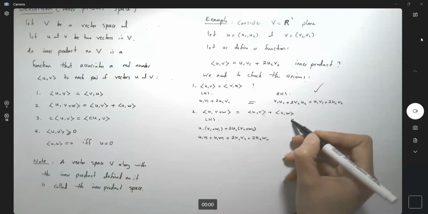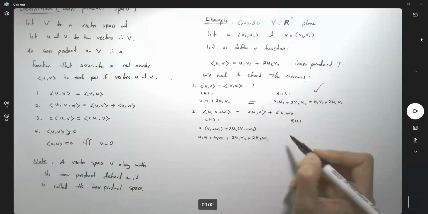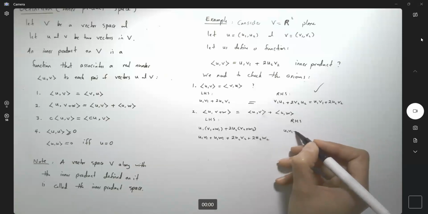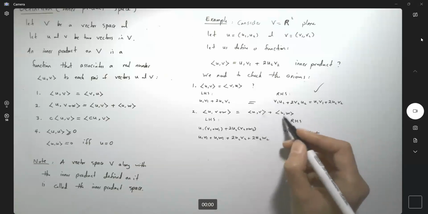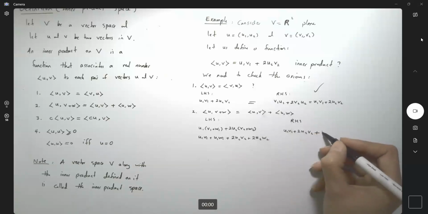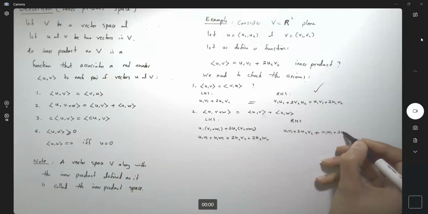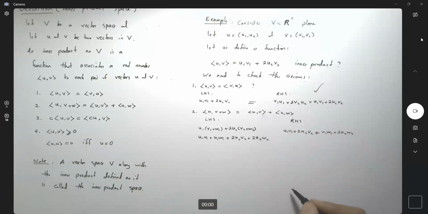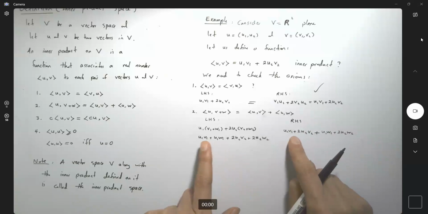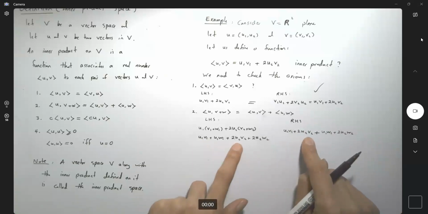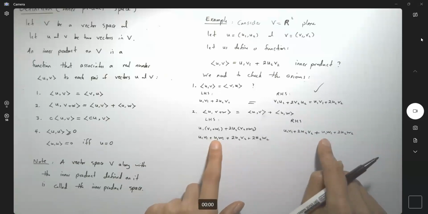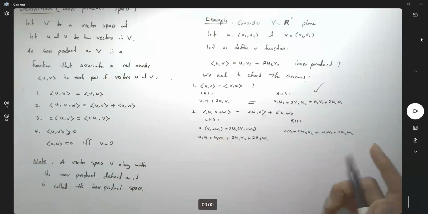Now on the right-hand side, what do I have? My right-hand side says, hey, I have U1 V1 plus 2 U2 V2 plus, now the inner product between U and W, U1 W1 plus 2 U2 W2. Compare these two. U1 V1, 2 U2 V2, basically here. U1 W1, 2 U2 W2. But basically the same thing. So the second axiom is also met.